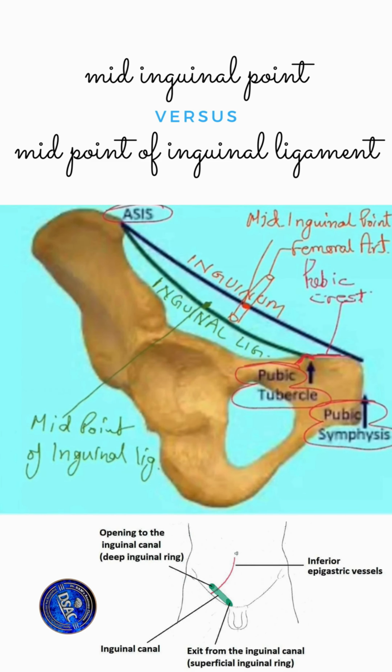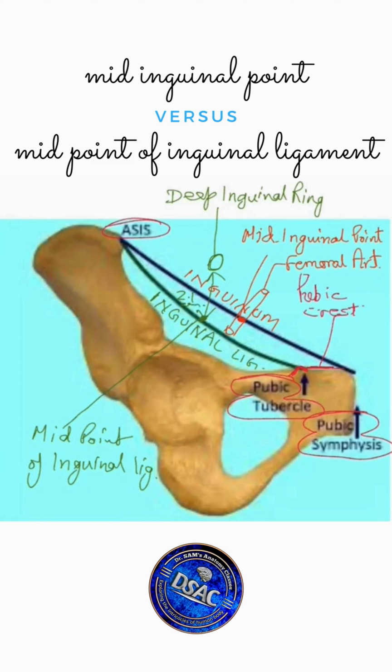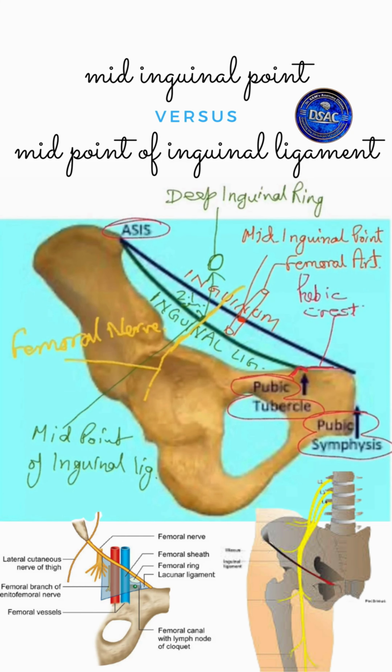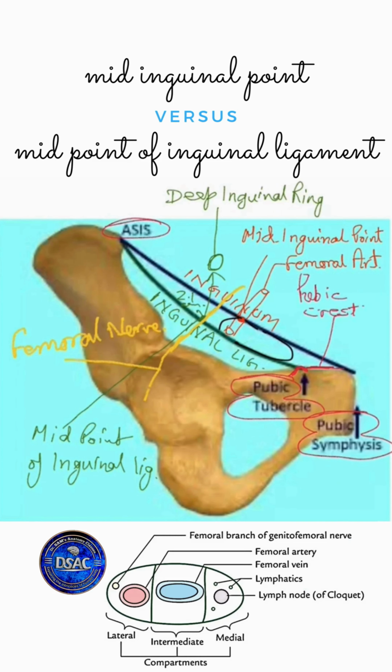Remember that 2.5 centimeter above this, there will be a ring, an evagination of the fascia transversalis, and this is called deep inguinal ring, around 1.25 centimeter above the midpoint of inguinal ligament. One more structure that lies outside the femoral sheath, the structure we are discussing in the question, is the femoral nerve. Femoral nerve runs outside the femoral sheath. Femoral sheath is a continuation of fascia iliaca posteriorly and fascia transversalis anteriorly into the thigh. That sheath has three compartments.